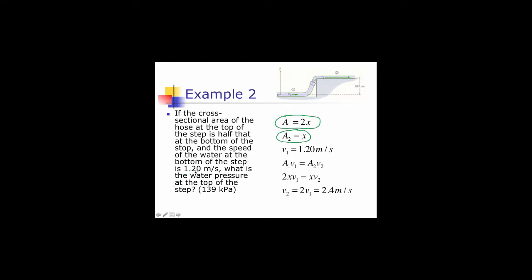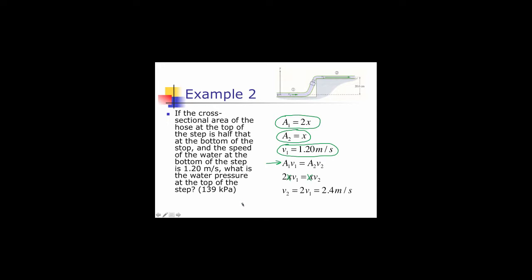Now I know at the bottom of the step, which is V1, I'm given that the velocity is 1.20 meters per second. So I use my continuity equation and plug in my given information to solve for V2. Turns out, when I substitute these in, I get an x on both sides, which divides out. And I find that V2 is twice V1. So V2 ends up being 2.4 meters per second.